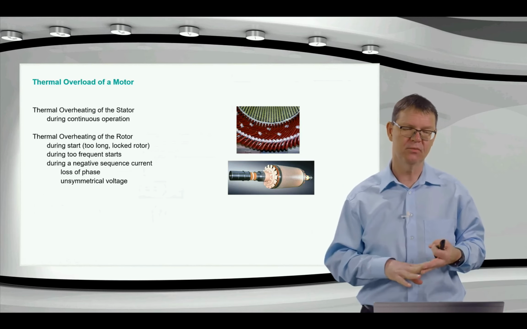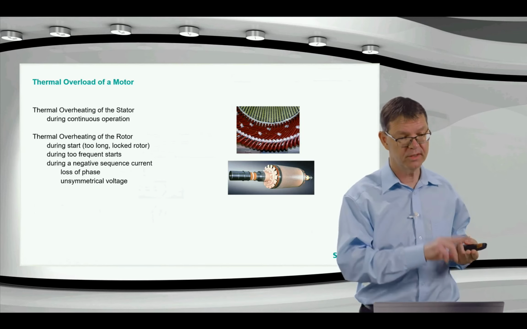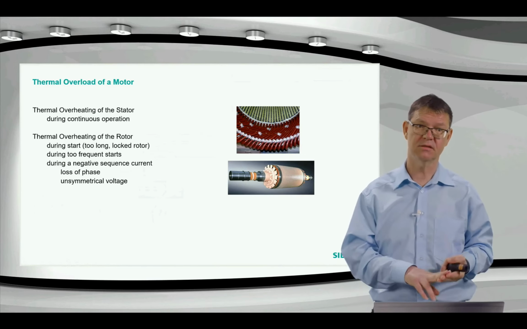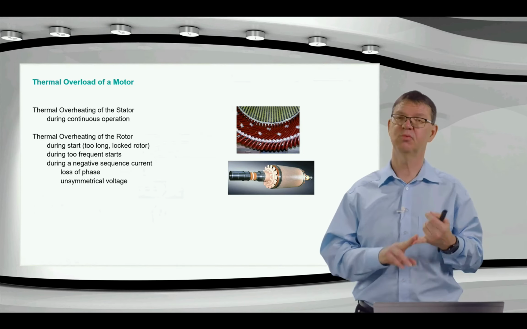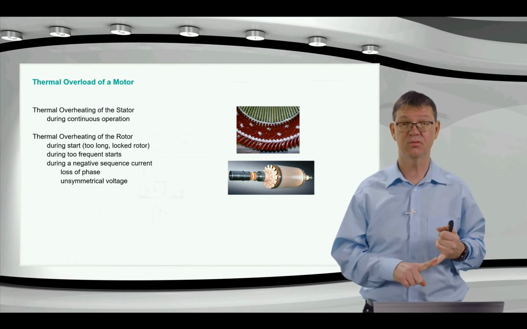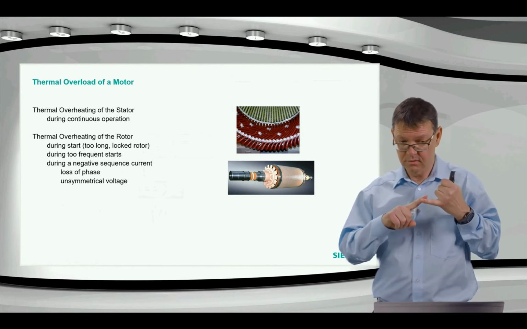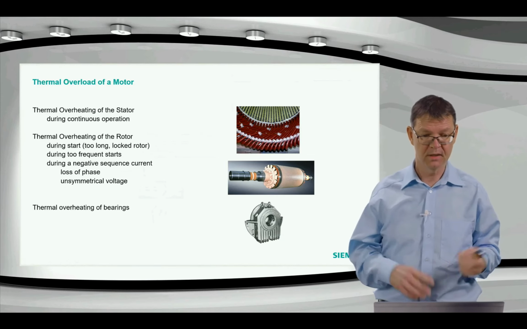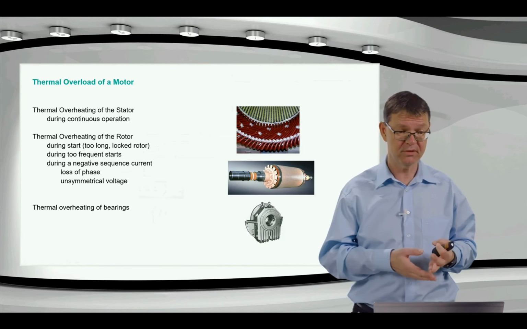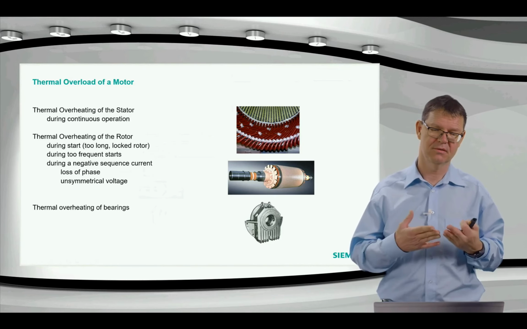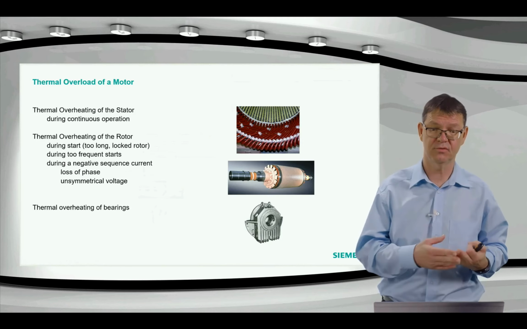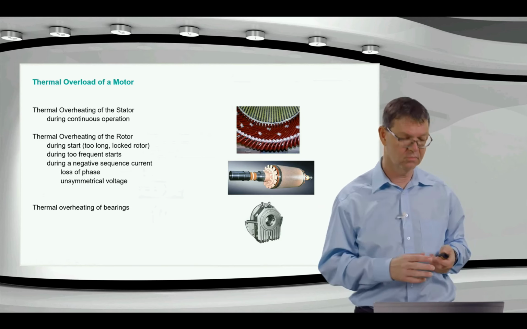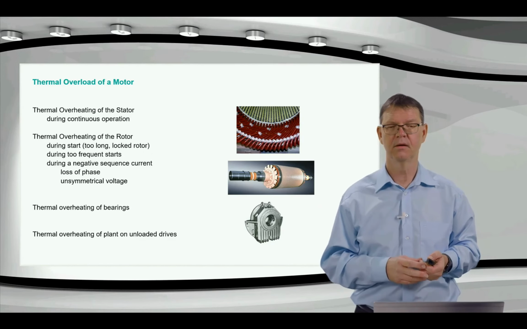brings the rotor to its limit. And here we have, as I've already mentioned, on the one hand, a too long start or locked rotor situation. I can have too many starts, too frequent starts, and I can have problems with negative sequence current in the rotor coming from unsymmetrical voltages or complete loss of one phase. And we can have an overheating of the bearings. This we cannot directly monitor with a measured current. For this, we need a temperature sensor at the bearings, which we can also include in our motor protection function.